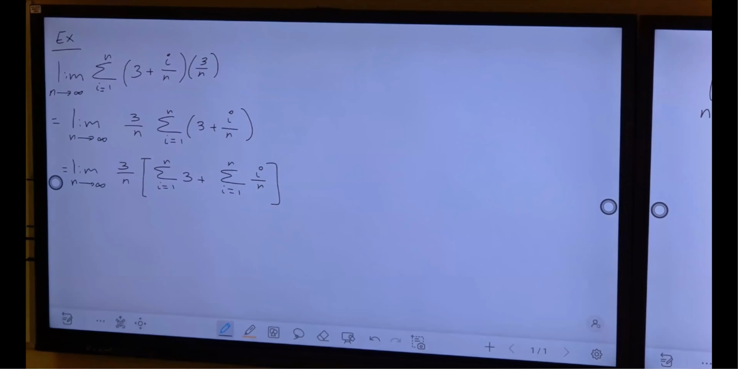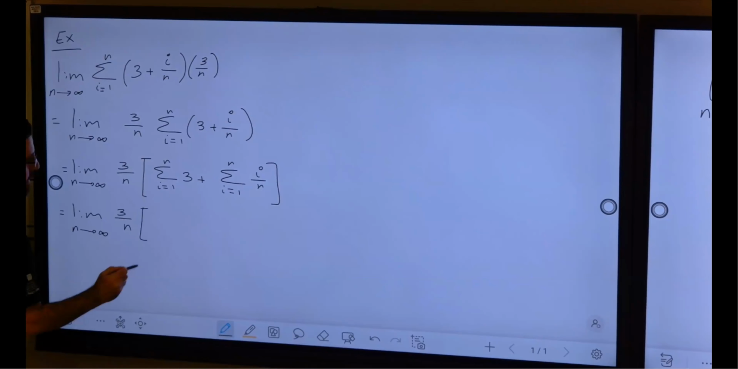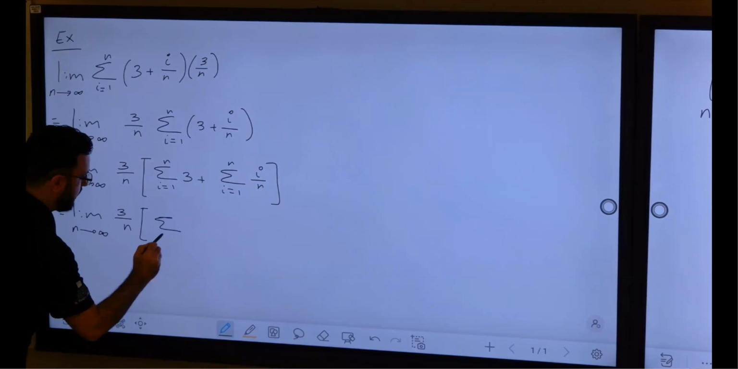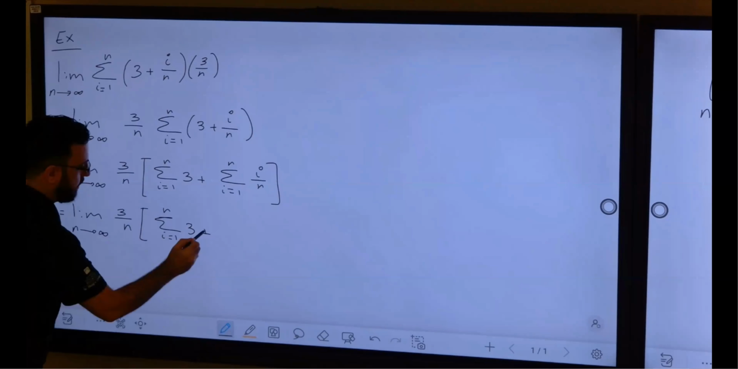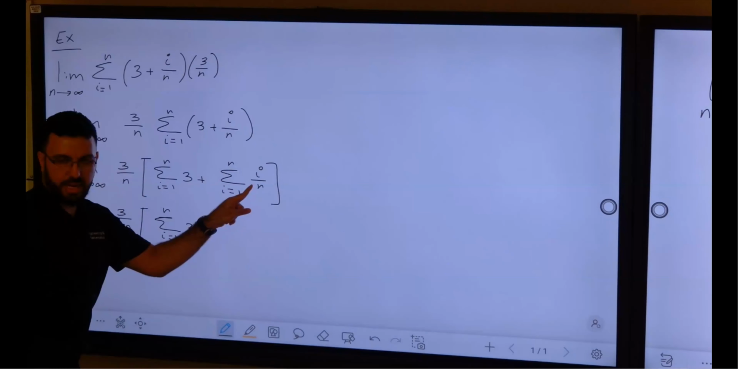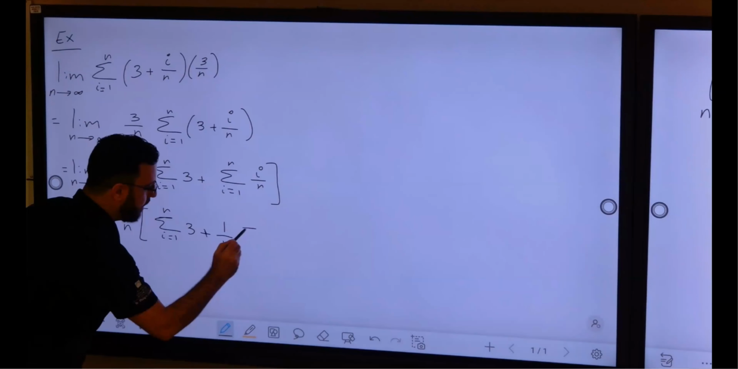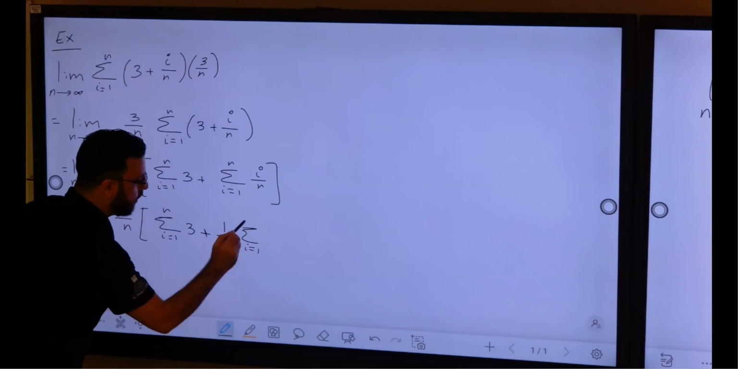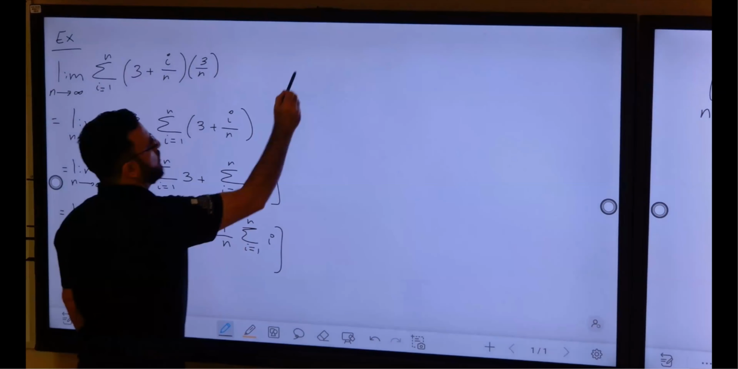Now who's going to tell me what's the next step? I'm not going to do anything here. Here is the limit as n goes to infinity. I'm going to keep 3 over n. Here's the bracket. I'm going to write down this summation from i equals 1 to n of 3, plus, I need to simplify this one, 1 over n. n is the last term. It's a number. Can I take it out? So it's going to be 1 over n, and here is the summation from i equals 1 to n of i. Now it's easier to work on.